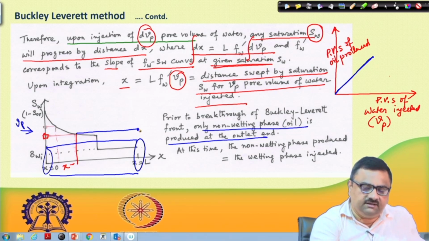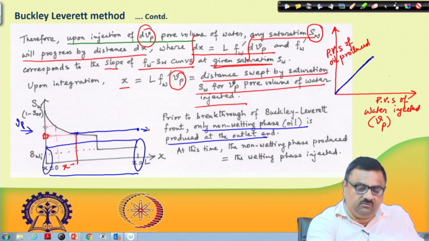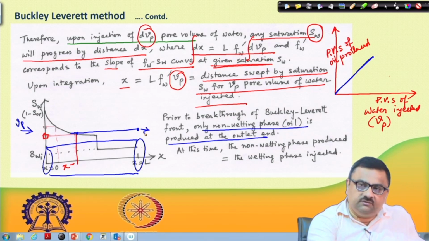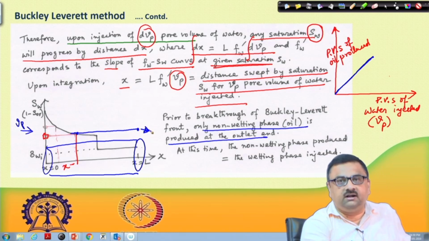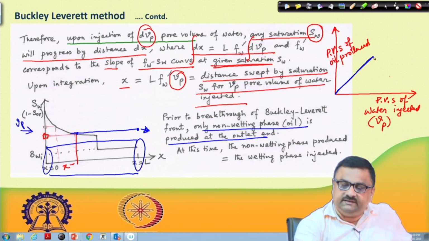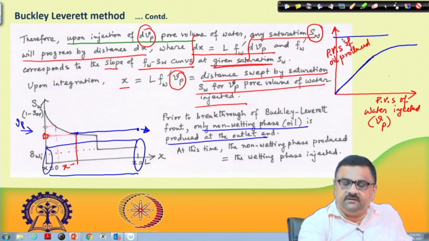So, this saturation here is not SWI. When this saturation breaks through, it means part of it is oil and part of it is water. So when this saturation breaks through, we have both water and oil producing at the outlet. From this point on, this will start curving.